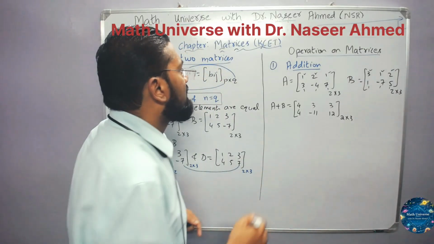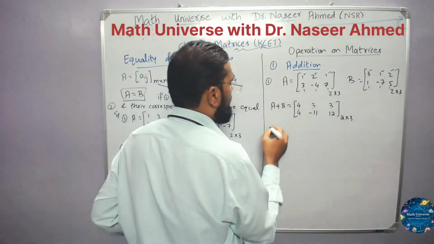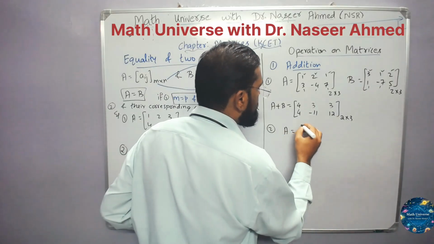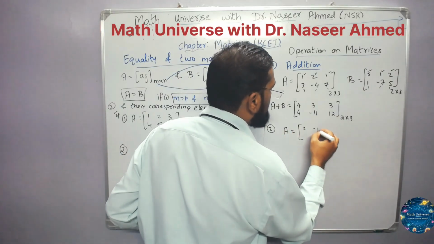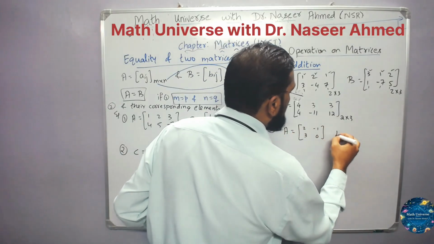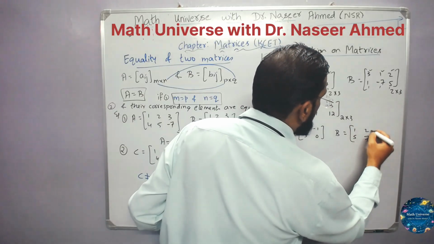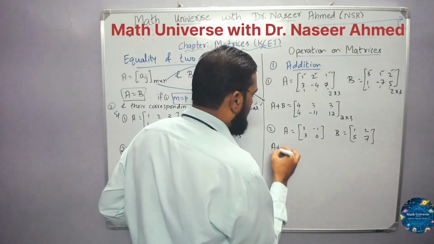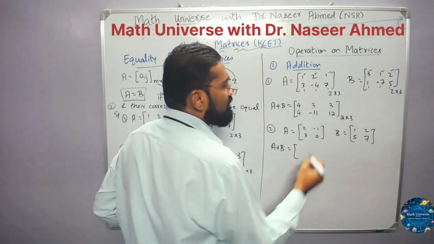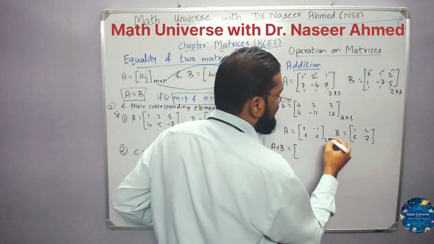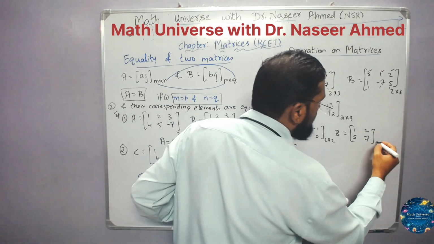Fine. Similarly, one example we take for a square matrix also. A is equal to, suppose 2, minus 1, 3, and 0, and B is equal to, let us suppose 1, 2, 5, and 7. And again, we want to add these two matrices. And here the order you can see 2 rows and 2 columns, so 2 by 2. Here also 2 rows and 2 columns, nothing but 2 by 2.